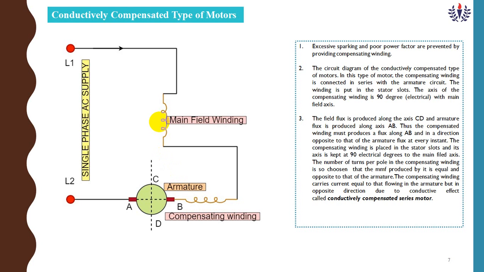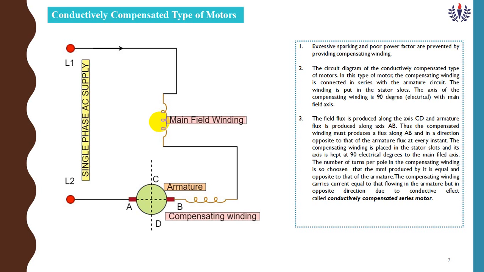Why are we going for this conductively compensated motor? To prevent the machine from excessive sparking and low power factor. For this purpose, we go for the conductively compensated series motor.